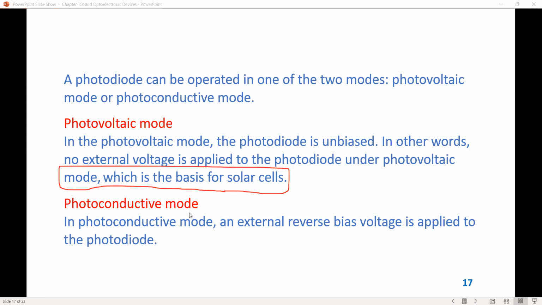Second, photoconductive mode. In photoconductive mode, an external reverse bias voltage is applied to the photodiode, which we have discussed in the previous slide. In photovoltaic mode, we use it in solar cells. Okay, these are the two modes of the photodiodes where it works.